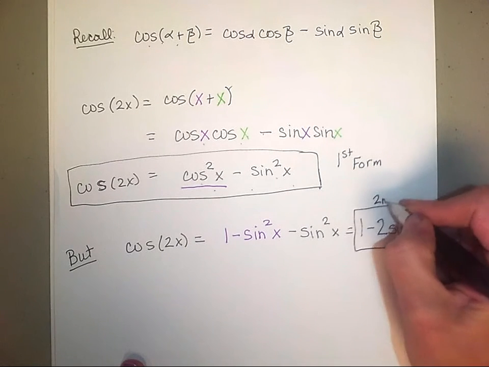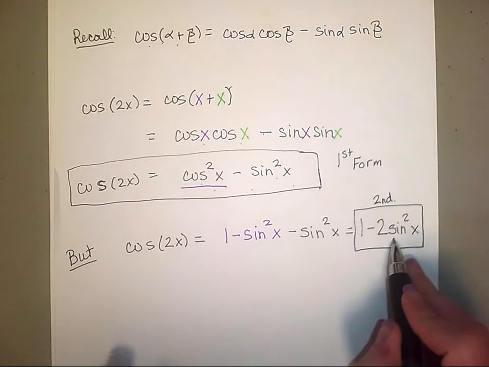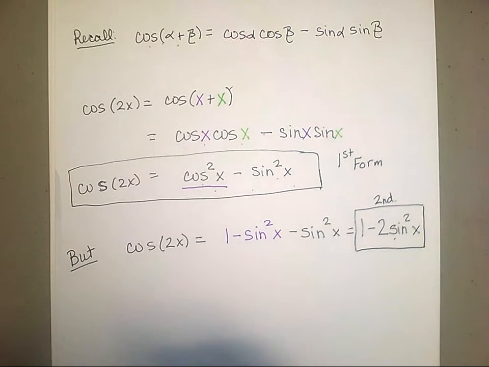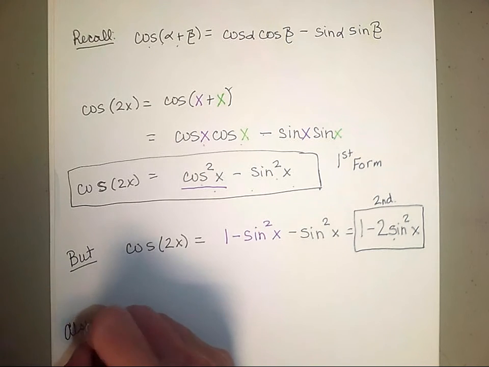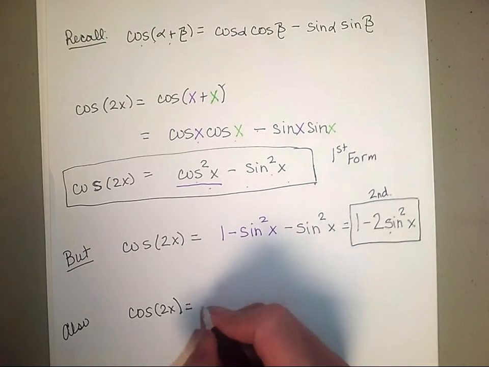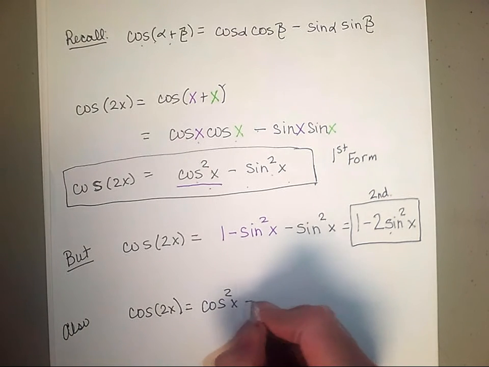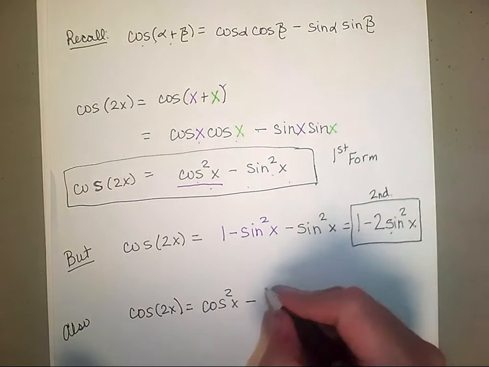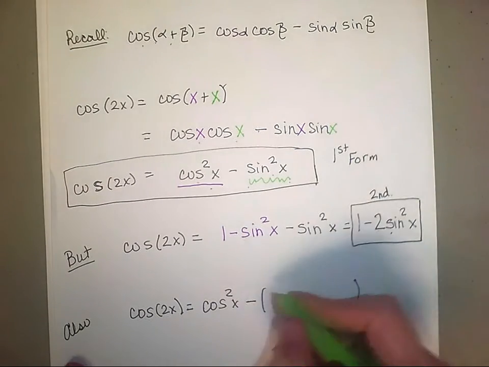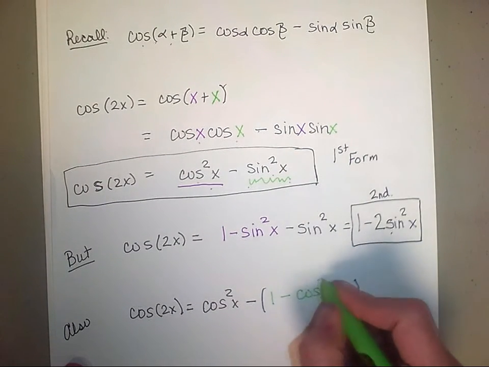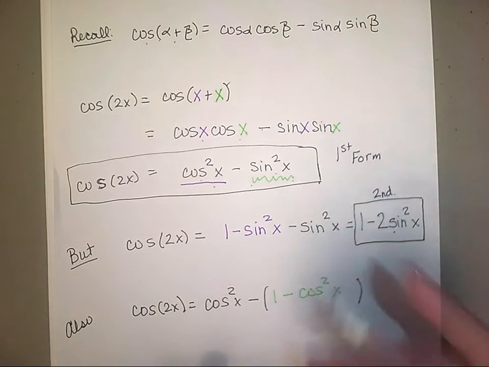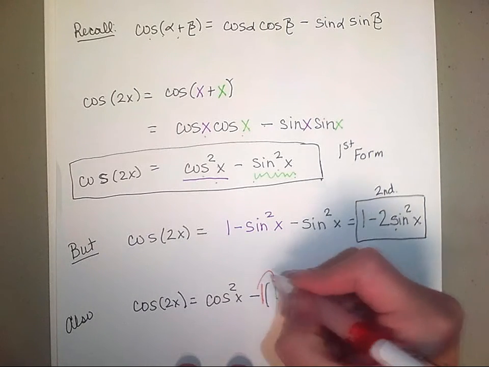Okay, so this is a second form. It's helpful if you only know what the sine of the single angle is. This one you'll need to know both sine and cosine. And also, we could look at it this way. The cosine of 2x's, we could leave the cosine squared alone, and then subtract. Okay, now I'm going to open up parentheses here, because sine squared could be rewritten as 1 minus cosine squared. The reason why I open up these parentheses is because there's a negative in front here that I need to distribute.